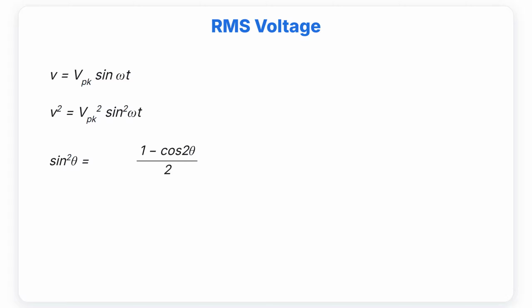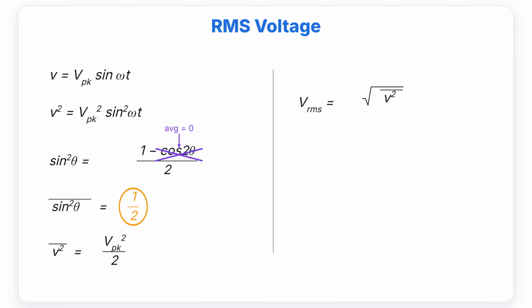Over a full cycle, that cosine averages to 0. It cancels. What is left is 1/2. So the average of the voltage squared is V peak squared over 2. Now take the square root. The root of 1/2 is 1 over root 2. So the RMS voltage is V peak over root 2, about 0.7 of the peak.